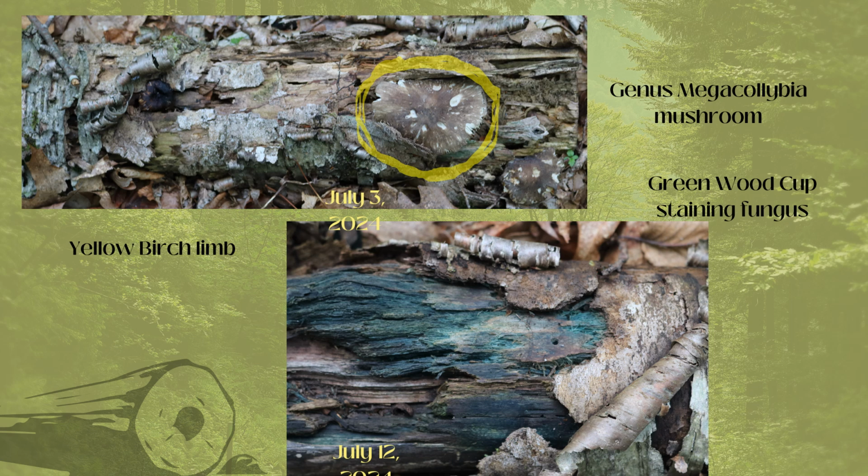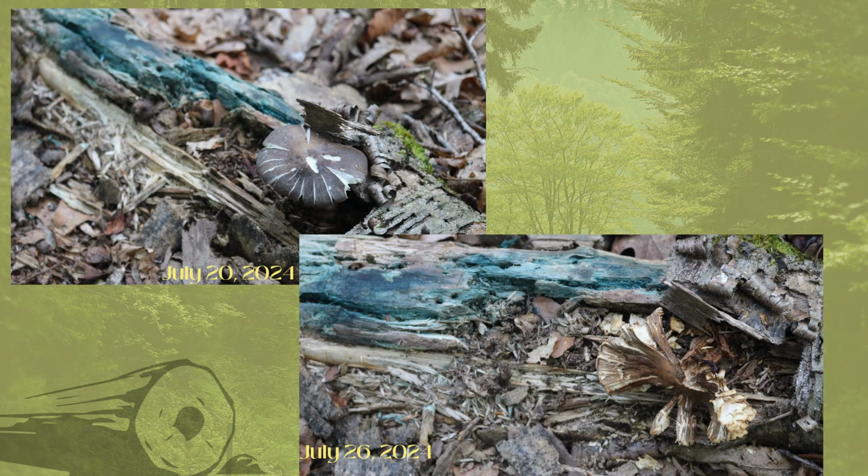This log also has green wood cup staining fungus. Now, this one is not a decay fungus, but the stain is persistent. And when used in inlaid woodwork, as in making violins, the color has lasted hundreds of years. And here we can see how that Megacolibra fungus is starting to decay here in the upper left and completely losing its form in the lower right.